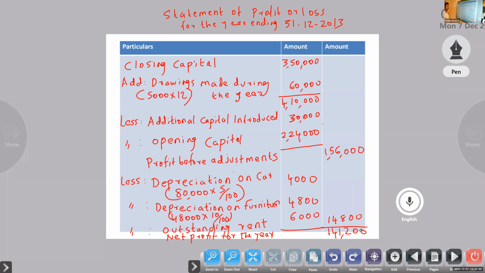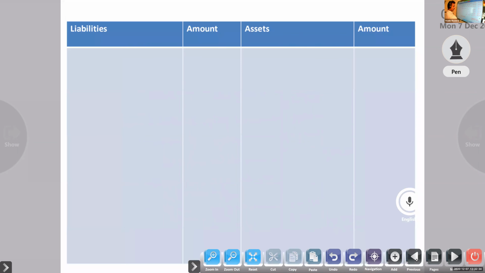So here they specified in the answer statement of affairs with adjusted. Adjusted means again we will prepare closing statement of affairs with adjustments. With adjustments means from closing amount you have to minus depreciation. Furniture you have to minus depreciation. Car you have to minus depreciation. Outstanding rent on the liability side. Then remaining same. Understand?